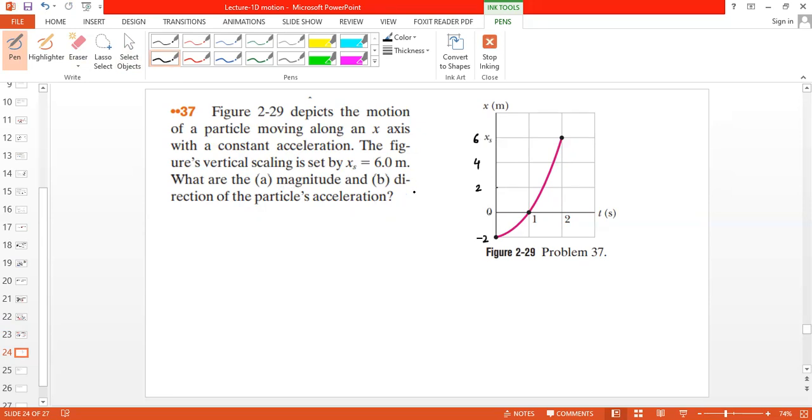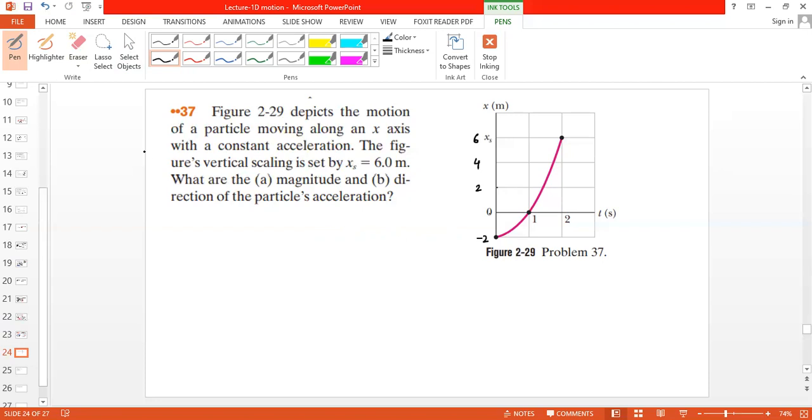We have to find out the magnitude and direction of the particle's acceleration. So how to find the velocity, acceleration? Can you tell me?